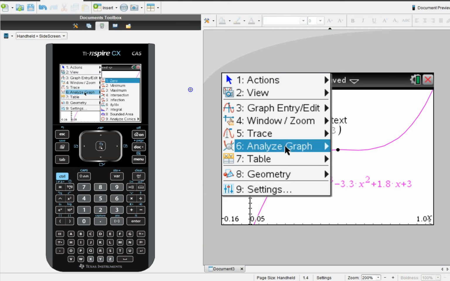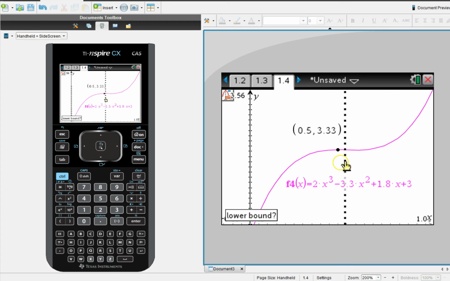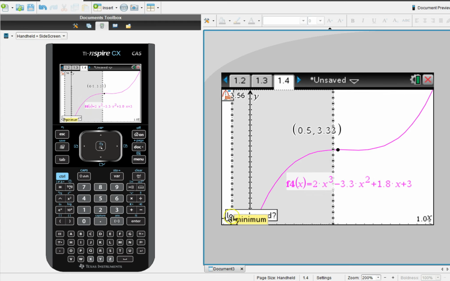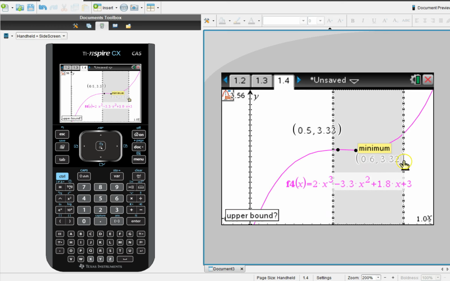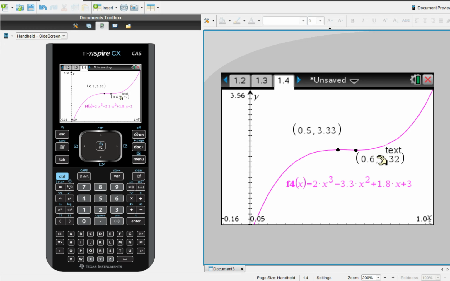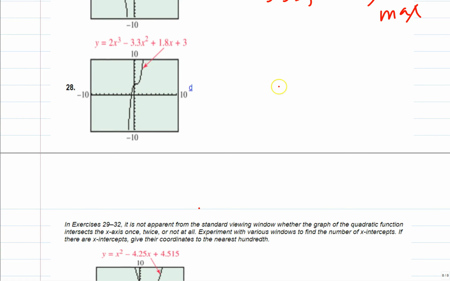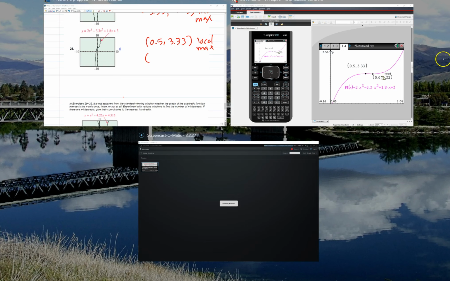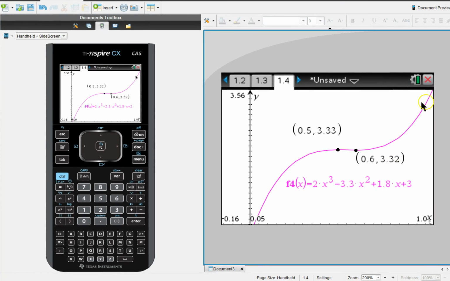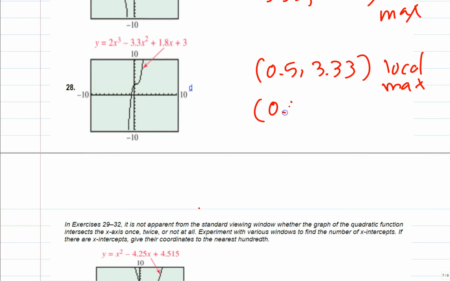To get the local min, analyze a minimum. I need to stay in that curve here, because if I go to the left, the minimum keeps going down. I need to stay where I believe the local min is. So my local max is 0.5, 3.33. Local max. The min was what, 0.6, and I can't read that. 3.32. Dang, that's close. 3.32. So your eye is going to be deceiving. It doesn't really look like it made much of a difference. The x just changed by 0.1, and that reaches the highest point and the lowest point locally in that region.